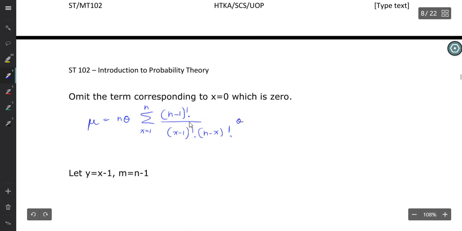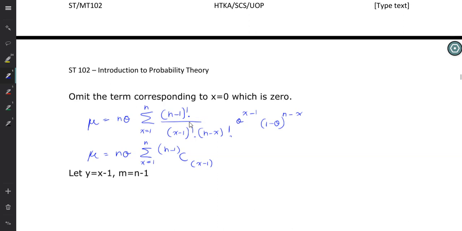And we have theta to x minus 1, 1 minus theta to n minus x. So your mean is n theta times the sum, x equals 1 to n. Now this is n minus 1 choose x minus 1. So see whether you can get this one, n minus 1 choose x minus 1. So this expression, and you see that you have theta to x minus 1, 1 minus theta to n minus x.